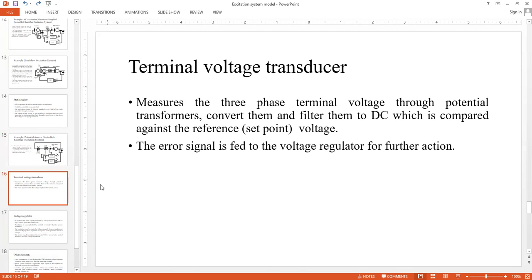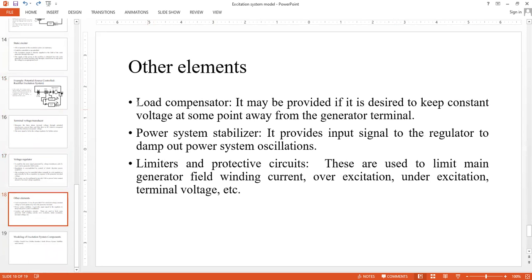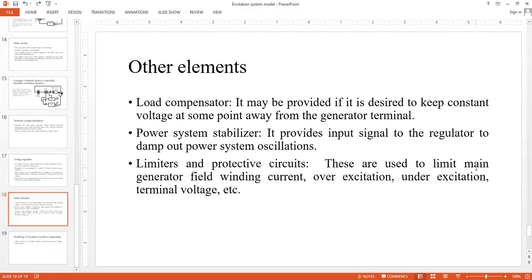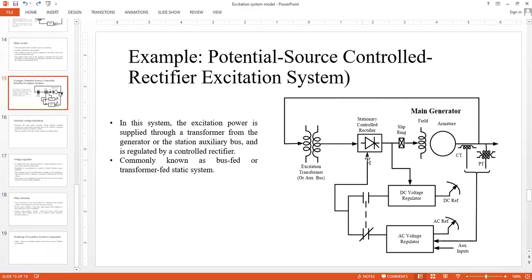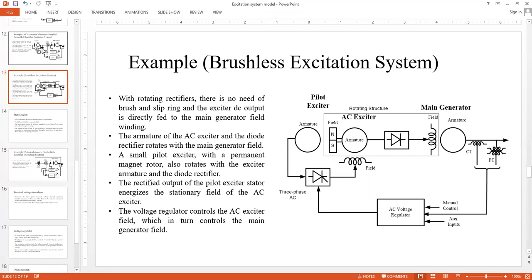And I think the remaining few slides I have already mentioned. What is the job of the terminal voltage transducer? What is the job of the voltage regulator? And the other elements like load compensator, power system stabilizer, limiter. All of these were discussed at the beginning of today's lecture. So now, do you have any question associated with this, or any previous blocks that I showed?